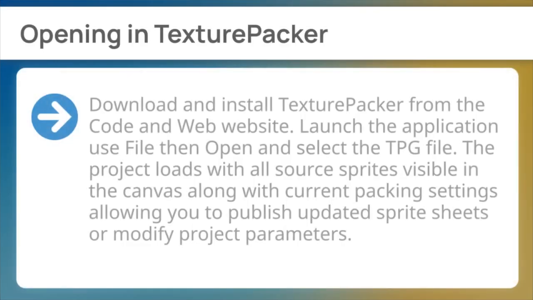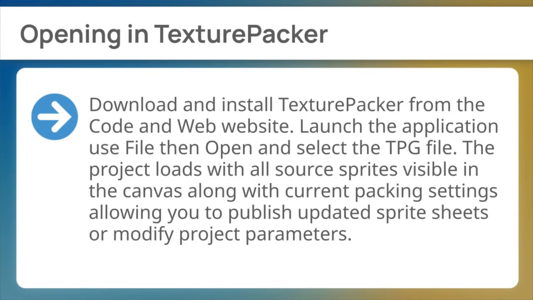First, opening in TexturePacker. Download and install TexturePacker from the Code and Web website. Launch the application, use File, then Open, and select the TPG file. The project loads with all source sprites visible in the canvas, along with current packing settings, allowing you to publish updated sprite sheets or modify project parameters.